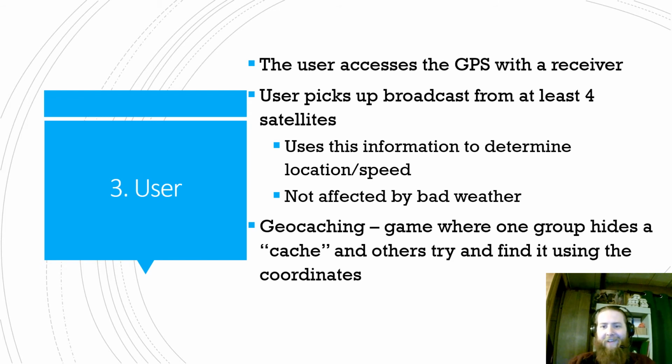The third part is, with all this information, you need to be able to use it. You, the user, are the third part of the GPS. You pick up the broadcast, you need at least 4 satellites, and with this information you can determine your location, your speed. It's not affected by bad weather. It works when it's cloudy, when there's lightning. It's above Earth system, so Earth system does not interfere with it.